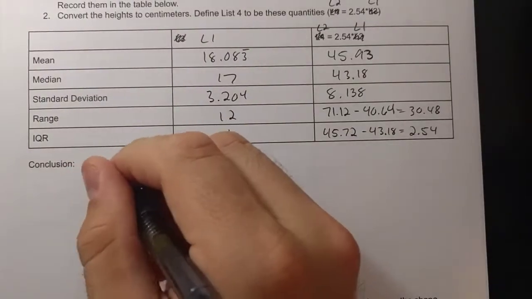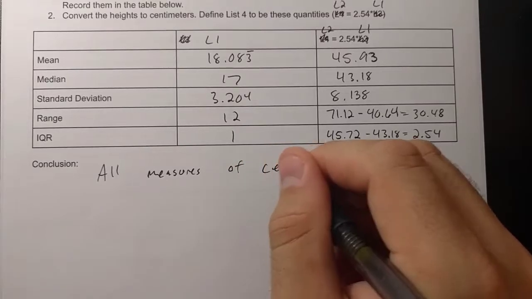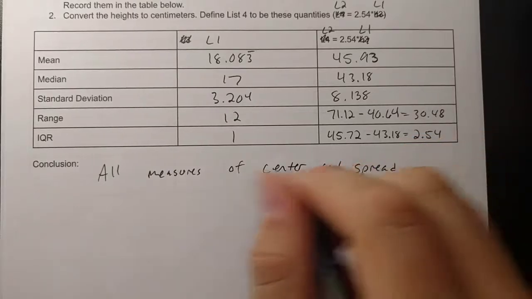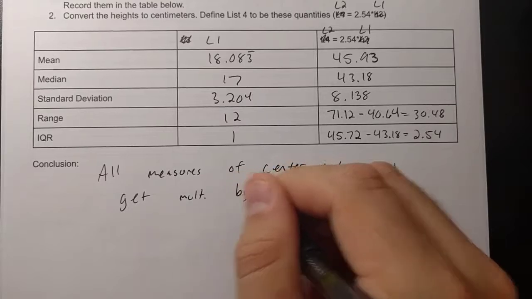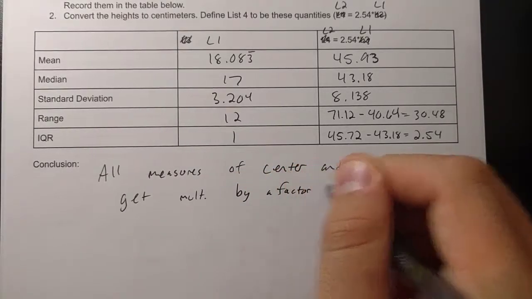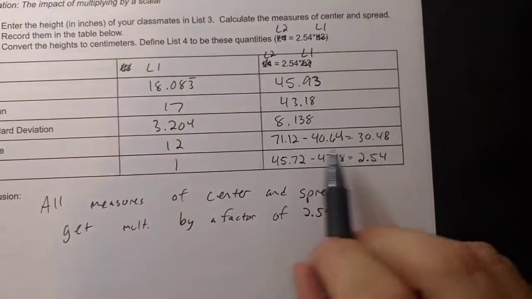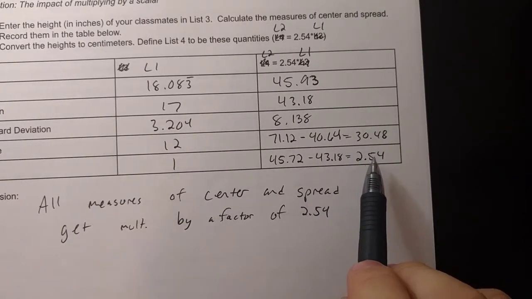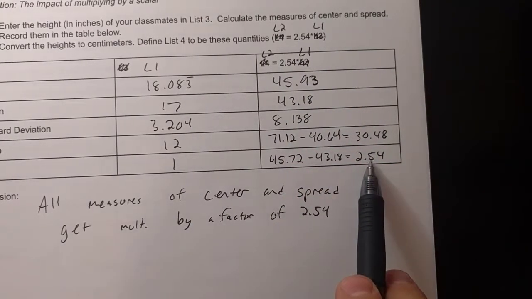So all measures of center and spread get multiplied by a factor of 2.54. If you were to go back and look at the IQR, for example, this is the easiest one to look at. The difference here was 1 between Q3 and Q1. What's the difference over here? 2.54. That just so happens to be the scalar, because that's 2.54 times 1, 2.54.